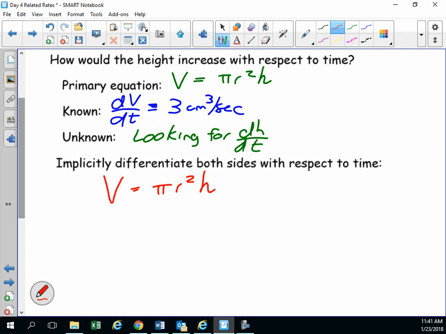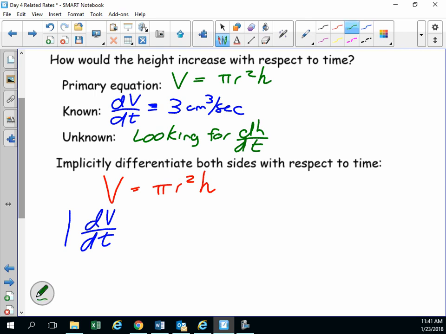The left-hand side is pretty easy. What's the derivative of V? 1 dV dt. I don't care if you write the 1 or not. That's your choice. I'll write it so you know that. Let me take the derivative of V. What happens here? Product rule. Because you have R and H sitting right next to each other, which means that's product rule.